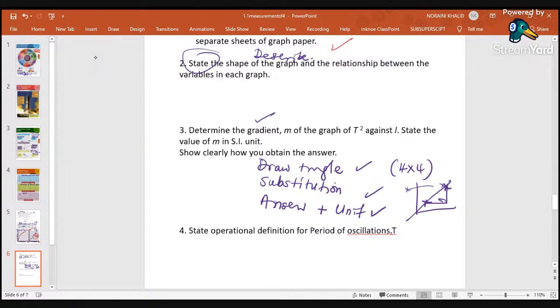Okay, jadi mesti ada 3 point ni. Draw triangle or you mark 2 point on the line. Ini adalah dalam graph, pada graph itu. Substitution, you show how you calculate. And then the final answer plus correct unit. Okay.